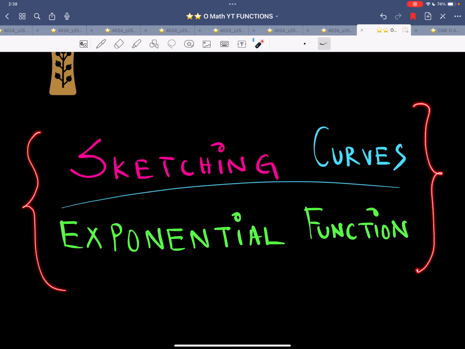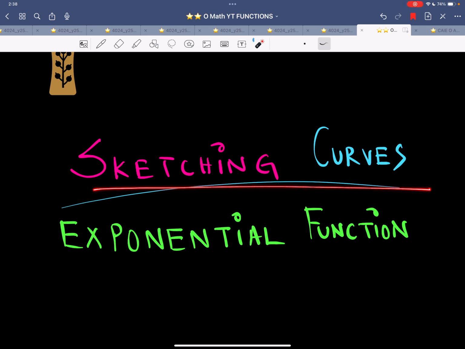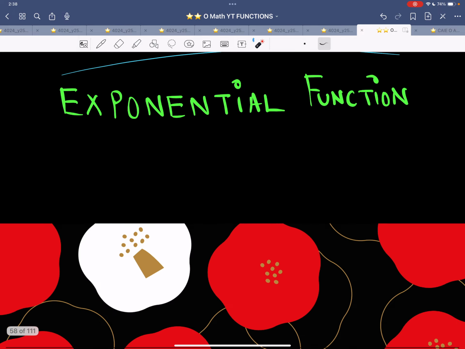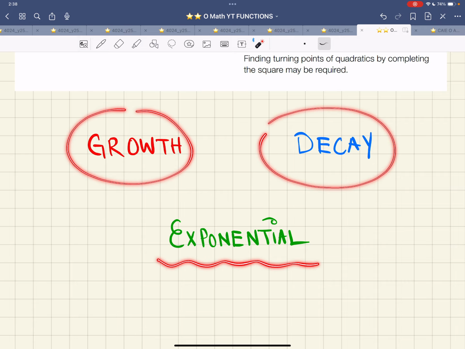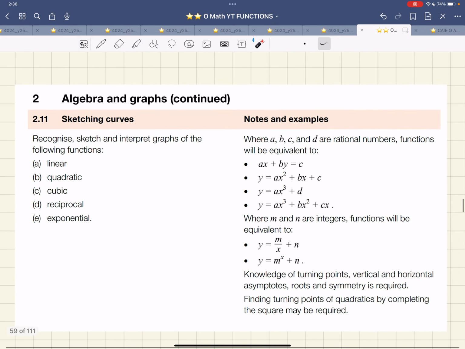In today's video, we are focusing on sketching different kinds of curves, and in particular, we are focusing on the exponential function. Now, you hear these words growth and decay with respect to exponential. So now, if we look at the syllabus, topic 2 is algebra in graphs and the subtopic is 2.11. So let me highlight this one.